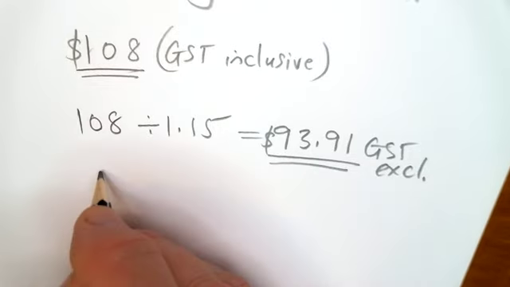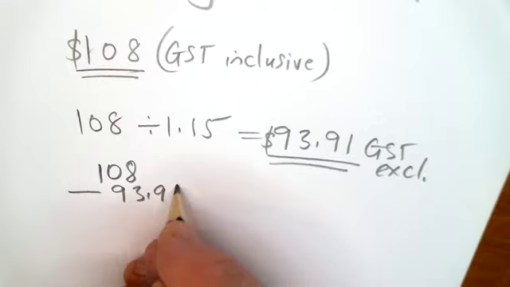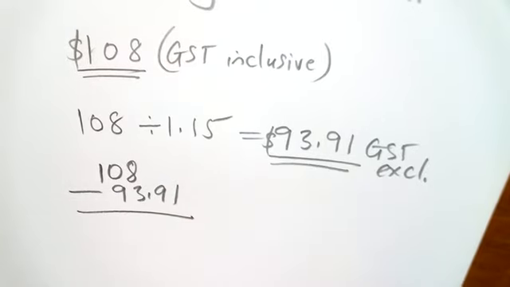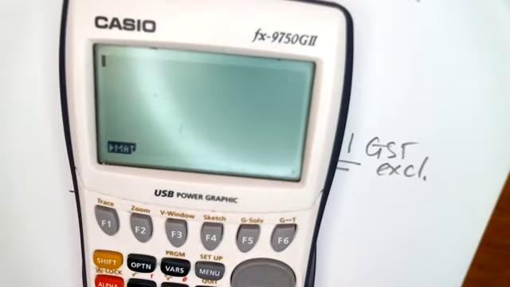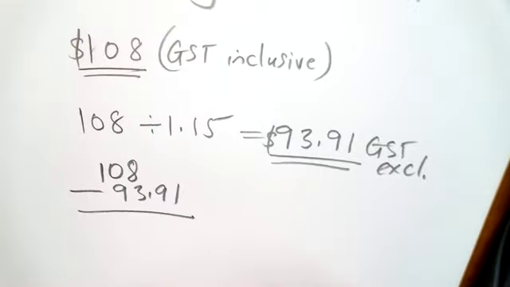So how much was the GST? Simple. We take the 108. We subtract the $93.91. So here it is, 108, we subtract the $93.91. And we find the GST was $14.09.